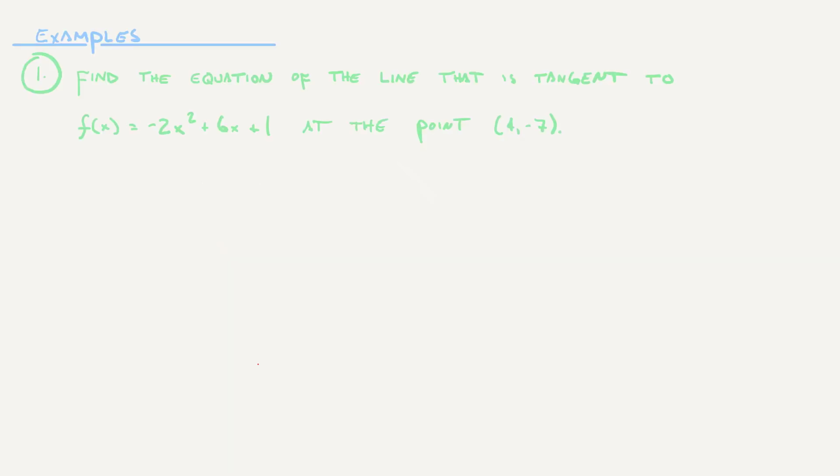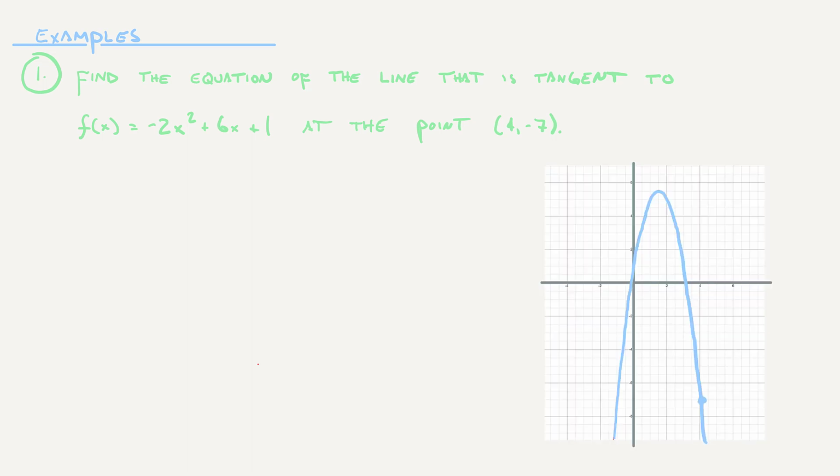All right, number 1 says, find the equation of the line that is tangent to f of x equals negative 2x squared plus 6x plus 1 at the point (4, negative 7). So we've got a quadratic that's opening down. In fact, we should probably look at it. Here it is. This question is asking us to find the equation of the line that's tangent to this graph at this specific point.